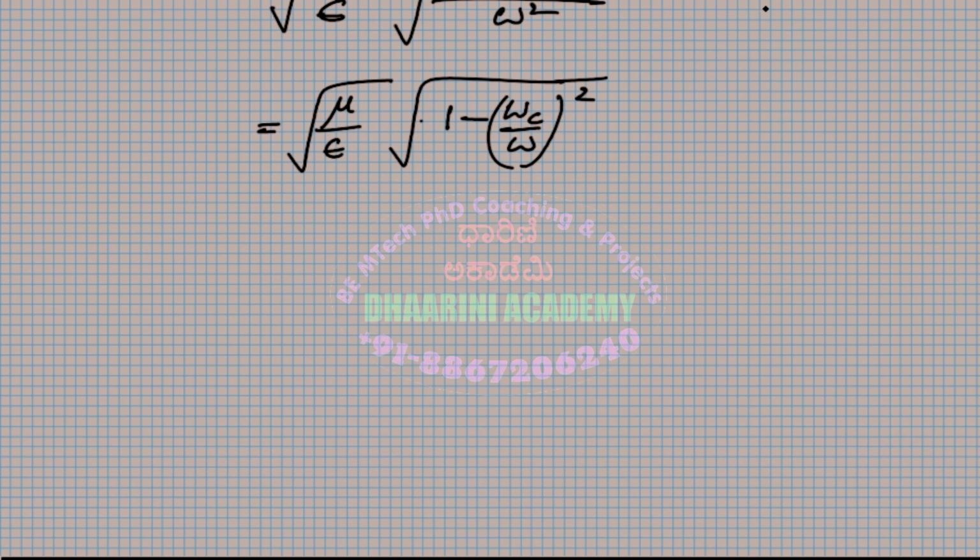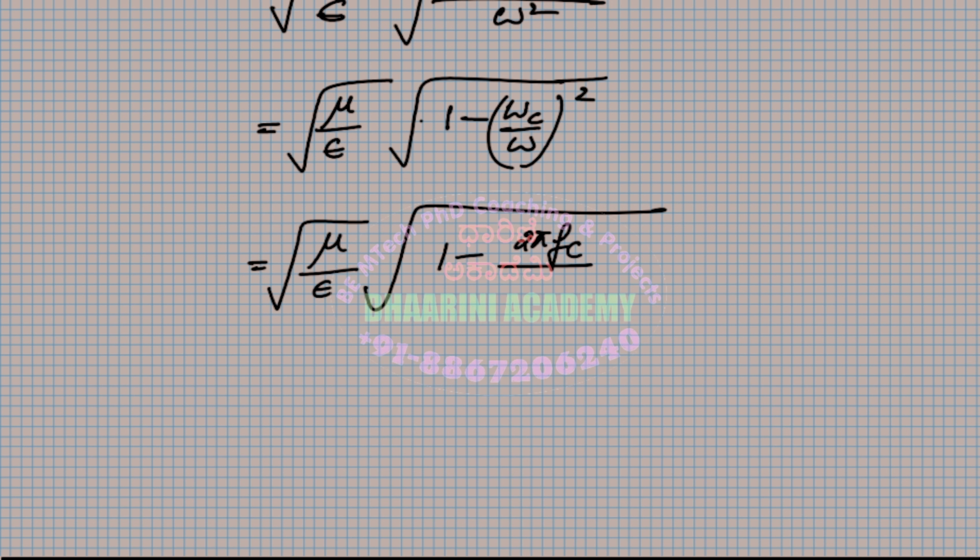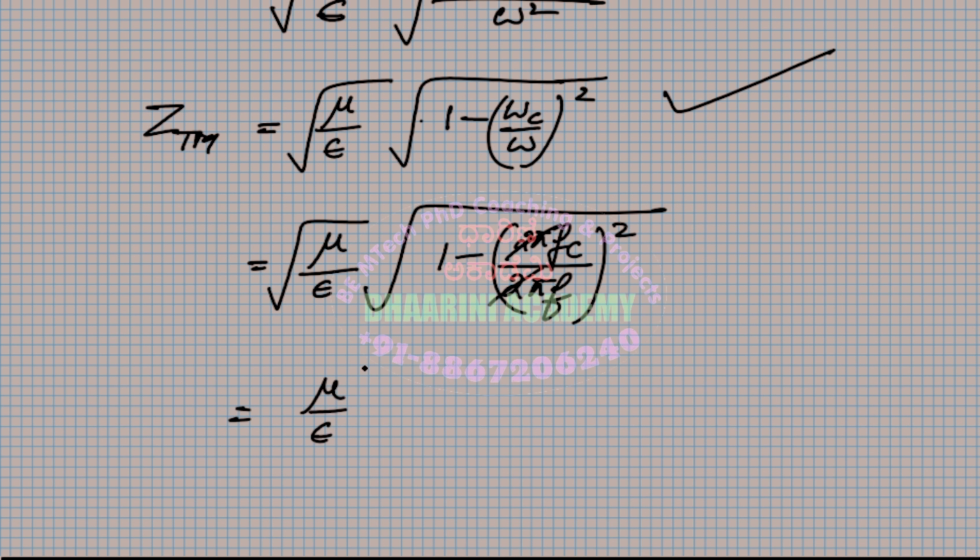That means what is omega? Omega is 2 pi f c. Correct? So I'll further simplify. This is root of mu by epsilon times root of 1 minus 2 pi f c by 2 pi f, whole square. 2 pi cancels. So because of which I'm going to get my equation. This is the equation if you have omega readily available with you. So this is ZTM. Otherwise, you can write mu by epsilon under root, into square root of 1 minus fc by f whole square.